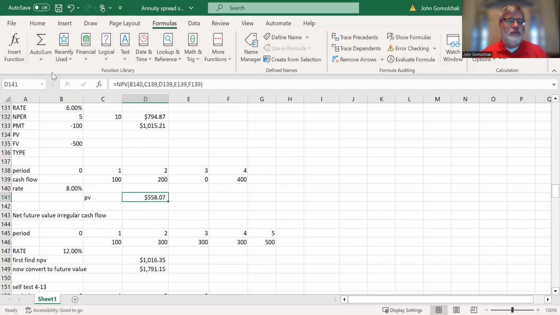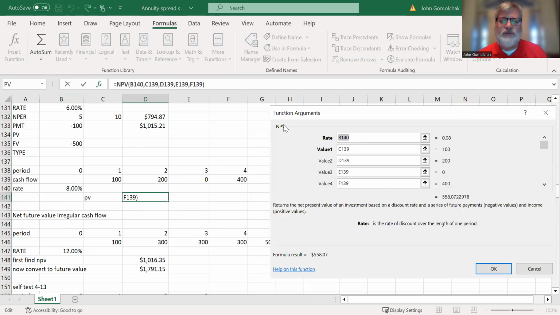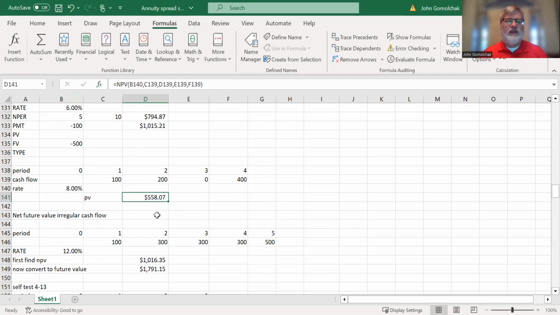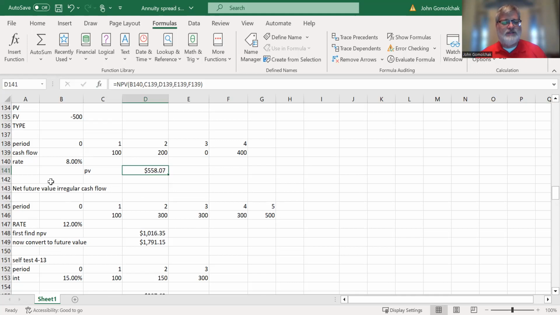It's going to be the net present value, right? So that should be the function we use, NPV. The rate is there. Value 1, 2, 3, and 4. So C139, D139, E139, and F139. Calculate it out, 558.07. Exactly what the book says that it should be. So once again, we had cash flows of $100, $200, and $400, but we had to discount them back. Okay, we needed the present value of these future numbers. So at this particular rate, this cash flow is worth $558.